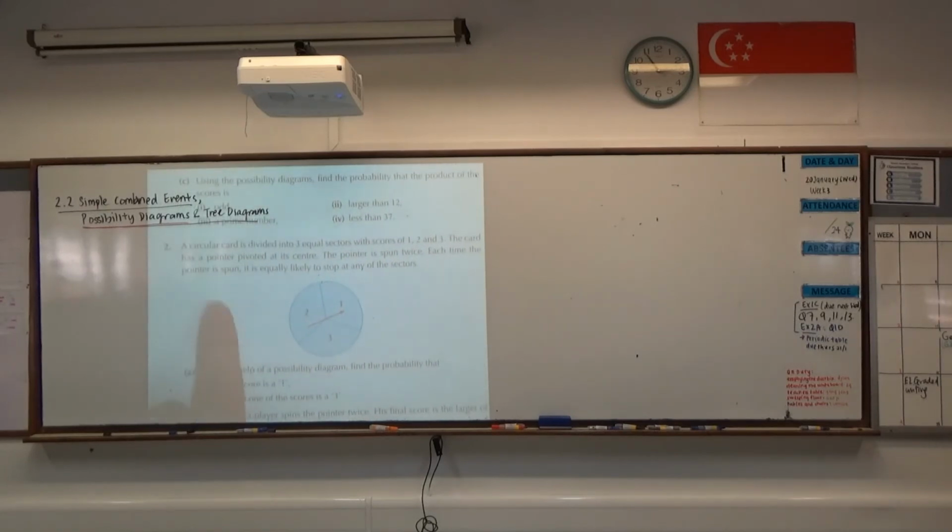Okay, I'll just read it out. A circular card is divided into 3 equal sectors. It scores 1, 2, and 3. The card has a pointer pivoted at the center. The pointer is spun twice. Okay, so spun once, then after that spun another time. Each time the pointer is spun, it is equally likely to stop at any of the sectors. So that means that they are all equal probability, just like how a fair die works. With the help of the possibility diagram, find the probability that each score is a 1.